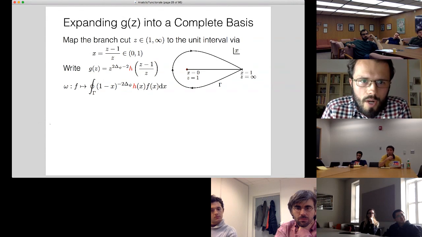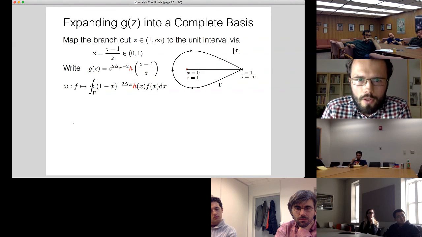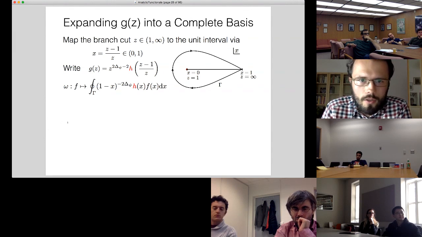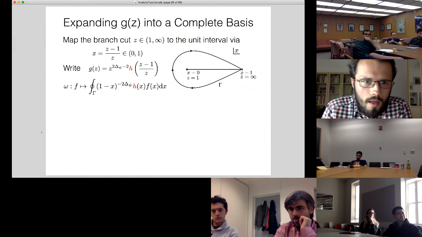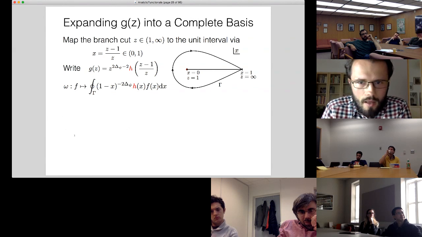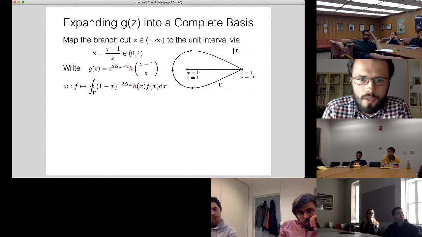And we also re-express the integral kernel g in the z variable in terms of a new function h. h is now a function of x with some prefactor. The prefactor is there just to simplify the notation, so that when the dust settles, the original functional omega is defined as follows. It maps f to this contour integral in the x-plane around contour gamma, where the integral kernel is just 1 minus x to some power times the kernel h of x.